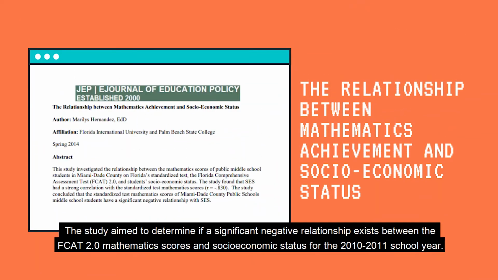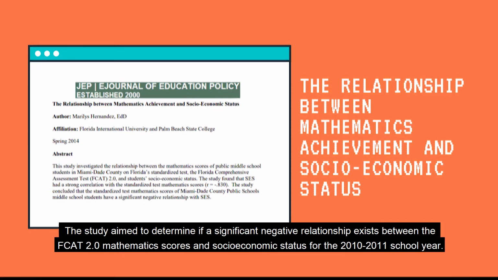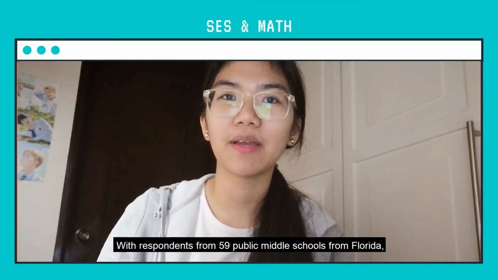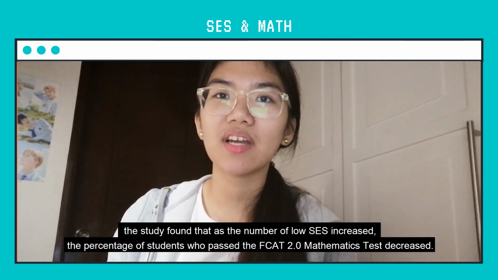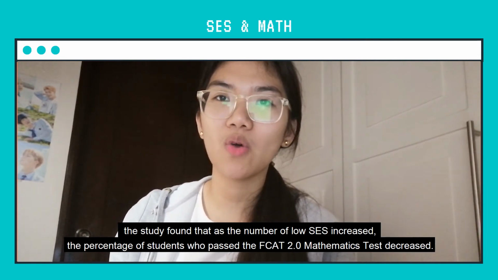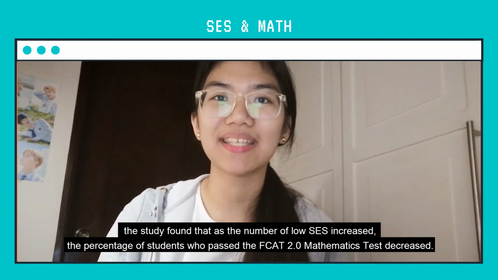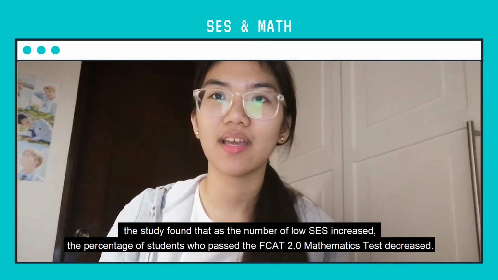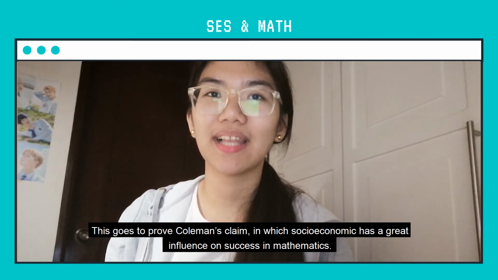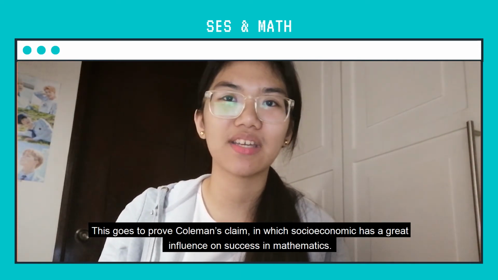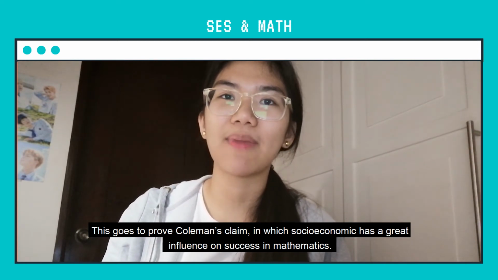One of these studies is that of Hernandez. The study aimed to determine if a significant negative relationship exists between the FCAT 2.0 mathematics scores and socioeconomic status for the years 2010 to 2011. With respondents from 59 public middle schools in Florida, the study found that as the number of low socioeconomic status students increased, the percentage of students who passed the FCAT test decreased. This goes to prove Kuhlman's claim, in which socioeconomic status has a great influence on success in mathematics.